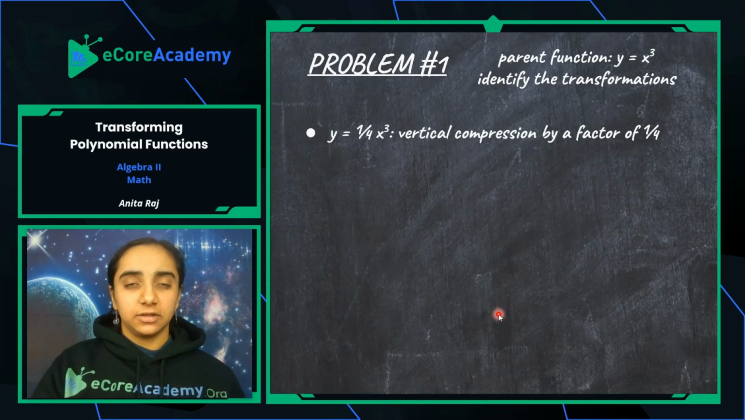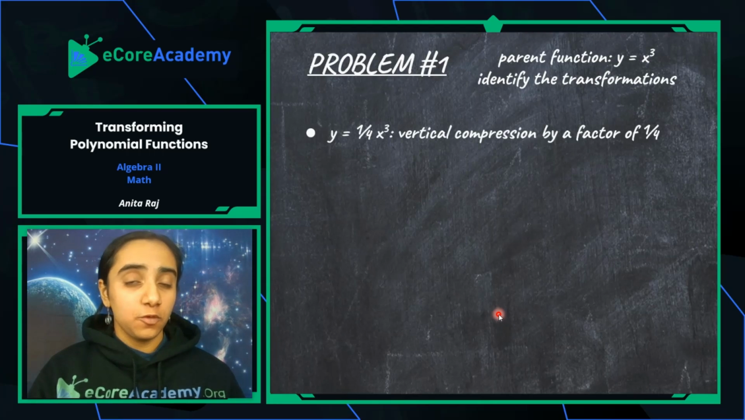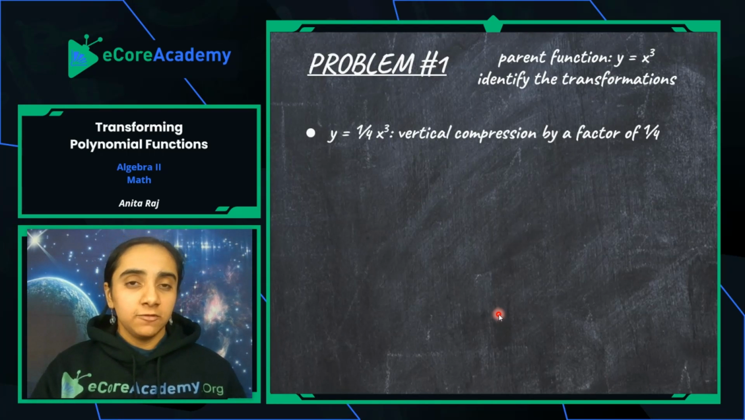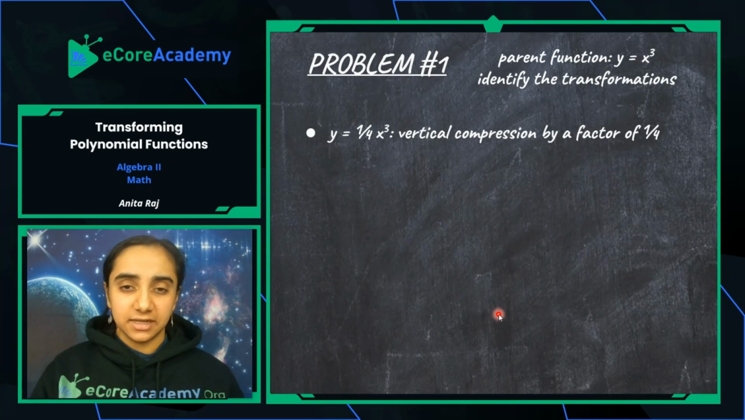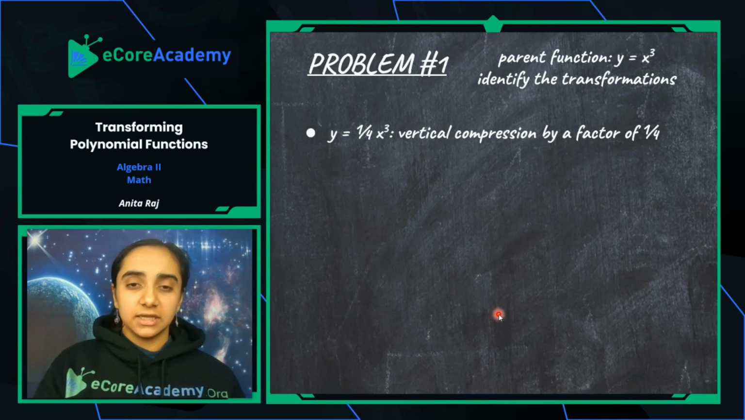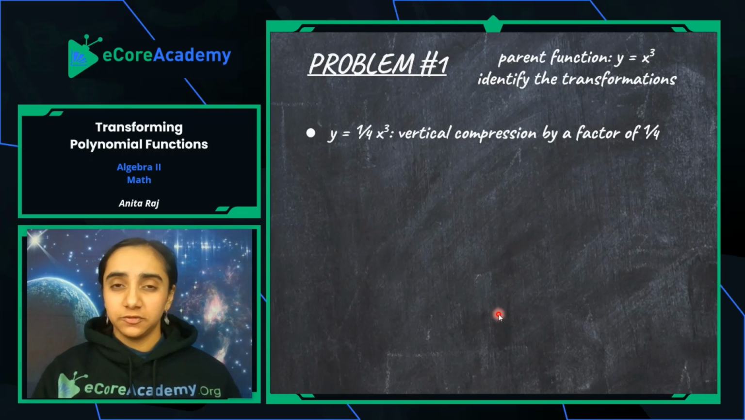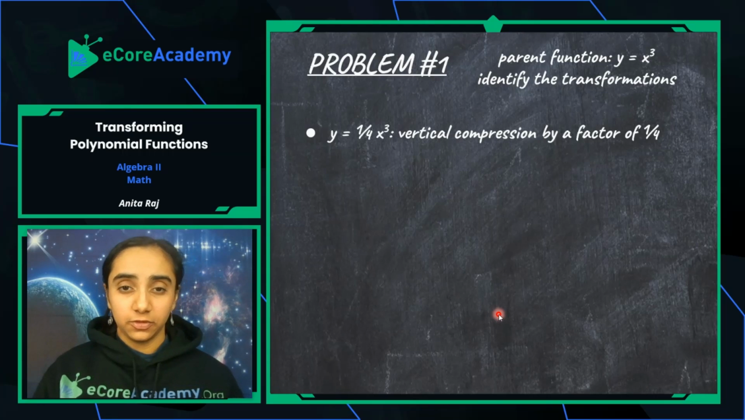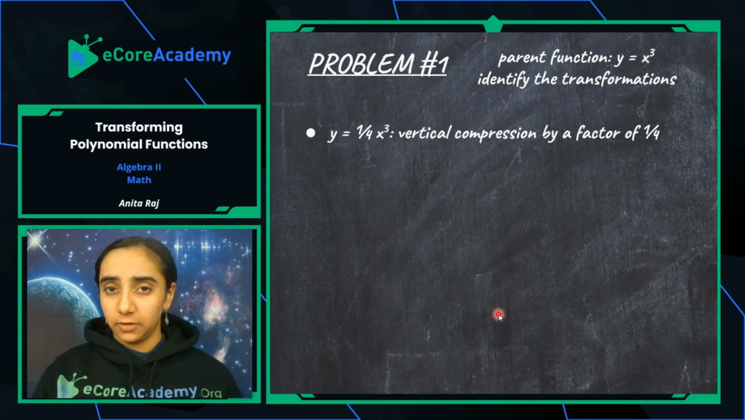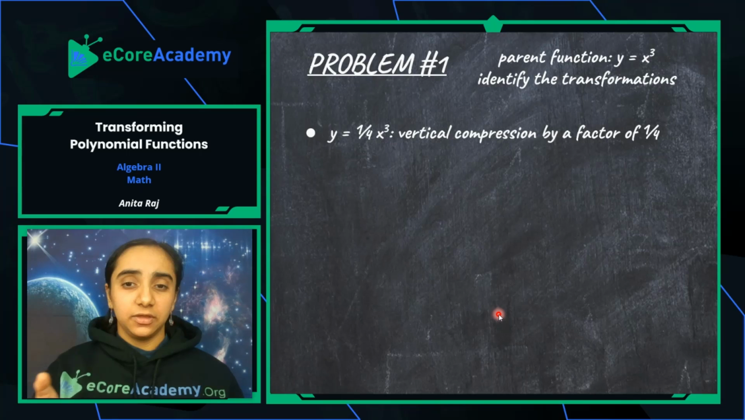In this first scenario, let's say we were looking at y equals 1/4 x cubed. Well, we still have the y equals x cubed, but we've just thrown a 1/4 in front of it. So what does that exactly mean? Well, in this case, 1/4 acts as a coefficient. I would think of it almost like y equals ax cubed, and a is a coefficient, and in this case, a equals 1/4.